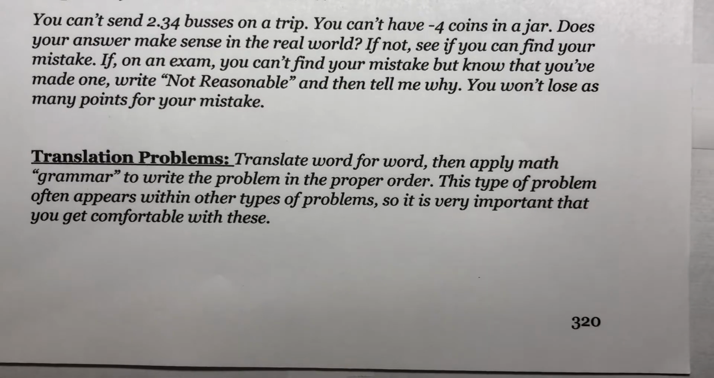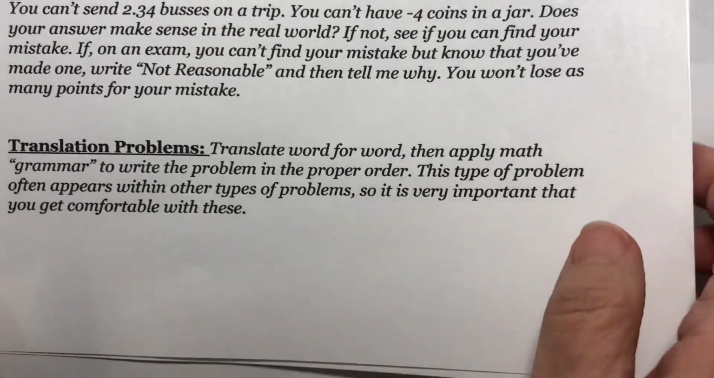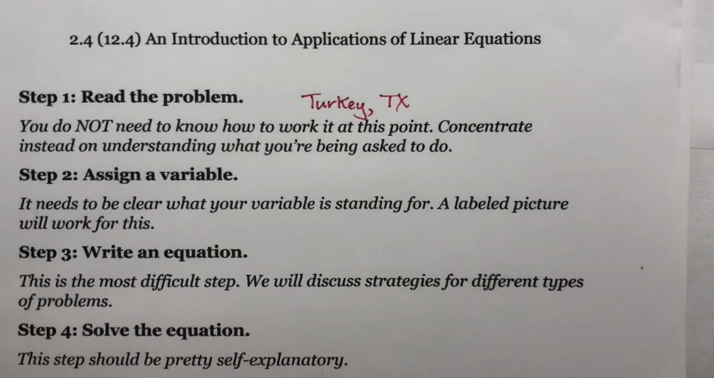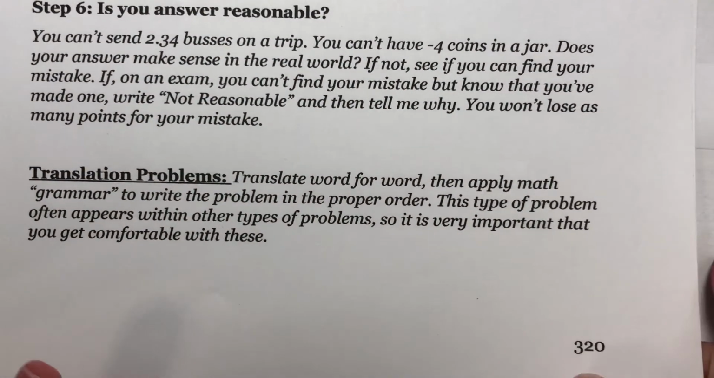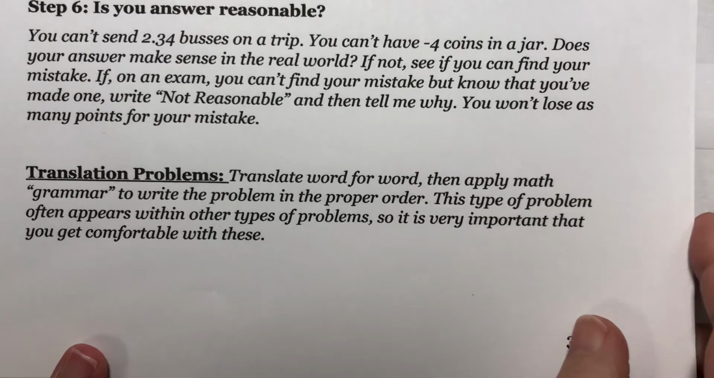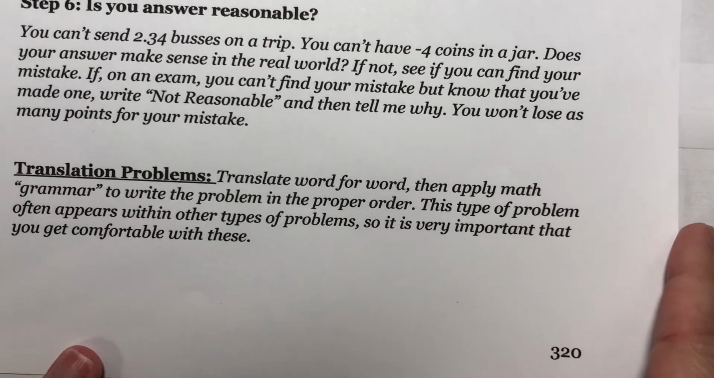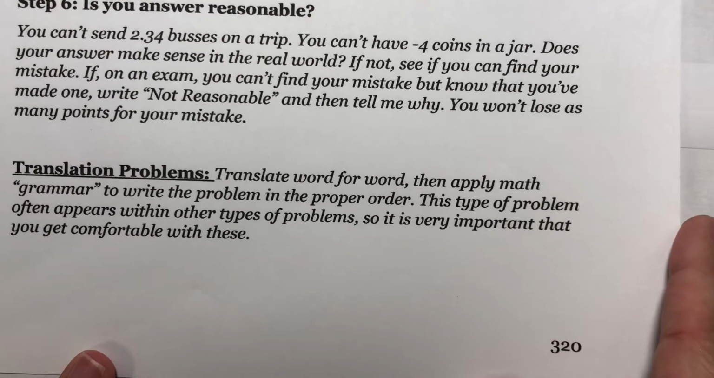This is section 2.4, applications of linear equations. This is part 2. We've just talked through the 6 basic steps of solving a word problem, and now we're going to talk about our first type of word problem. I said that if we can identify a type, then we will have a strategy for getting it done.